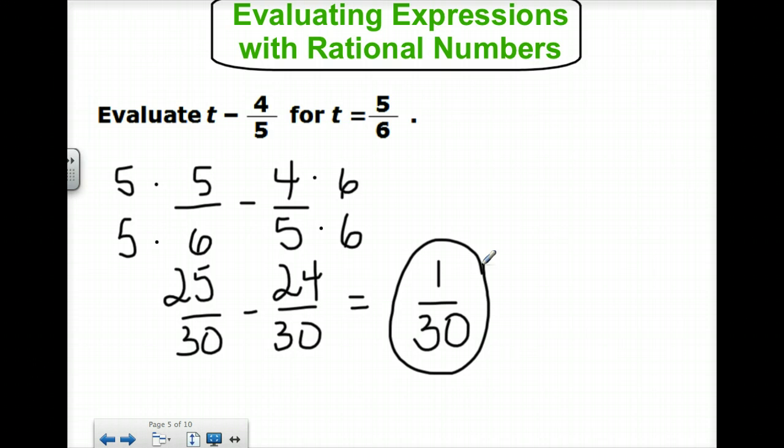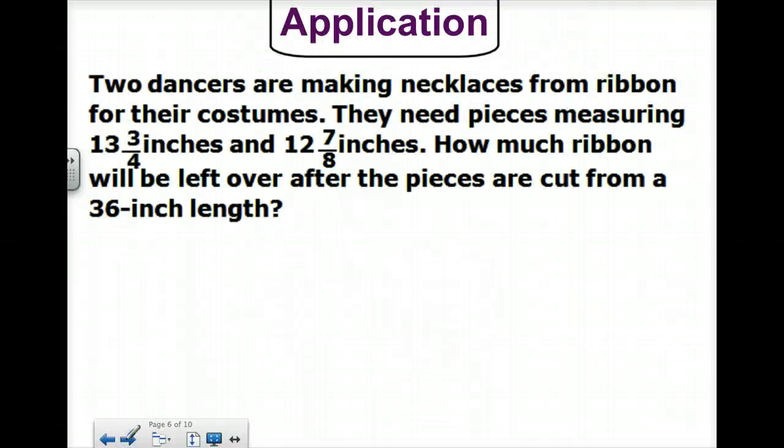A nice, neat subtraction problem. I can't say so much for our next problem with our problem solving. Let's go ahead and get into some really messy math. Two dancers are making necklaces from ribbon for their costumes. They need pieces measuring 13 3/4 inches and 12 7/8 inches. How much ribbon will be left over after the pieces are cut from a 36-inch length?